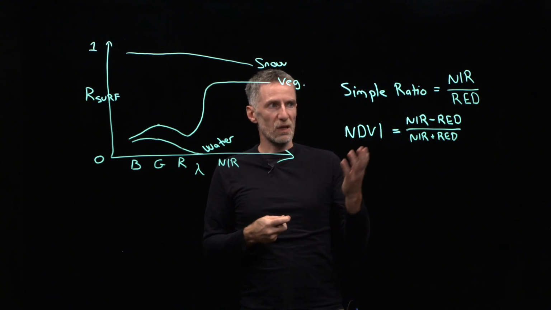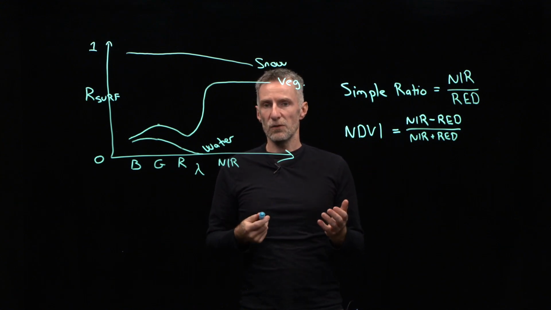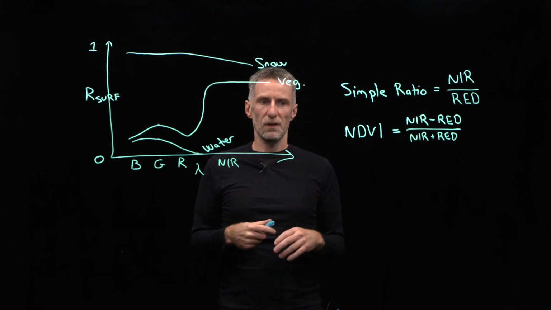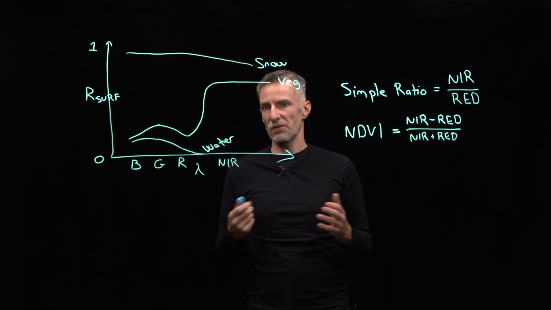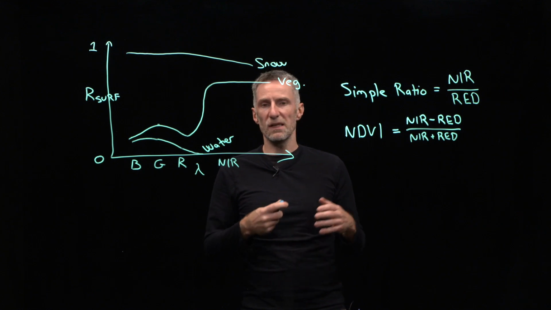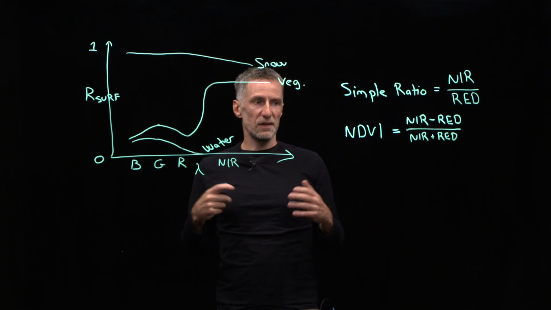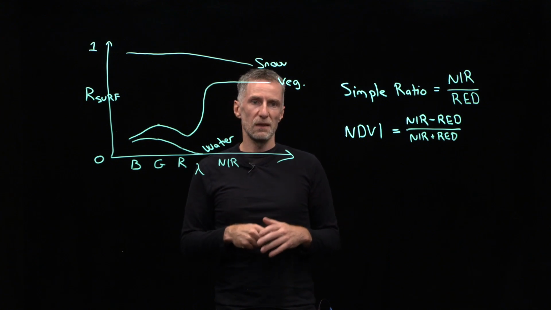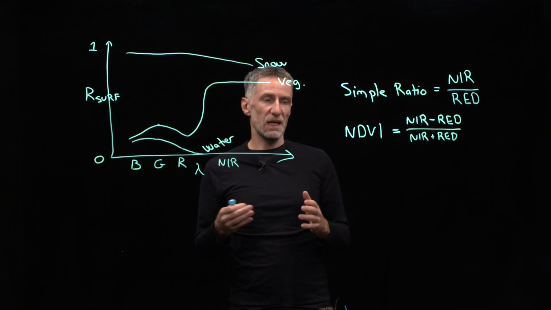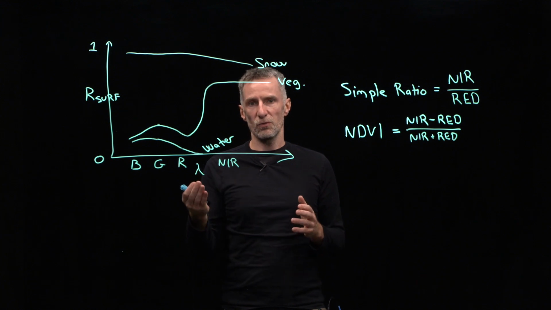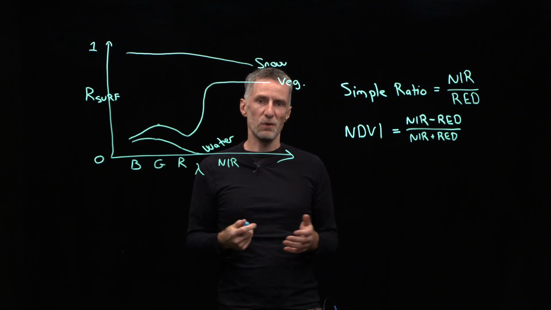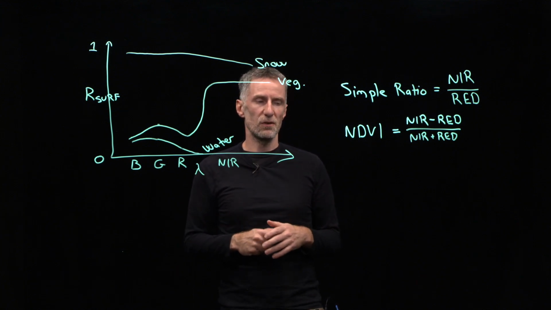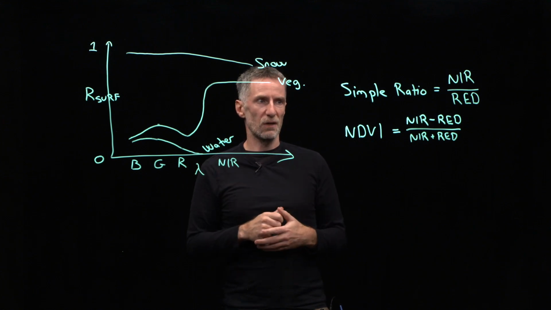So NDVI works in the same way as the simple ratio. You get high values whenever you have vegetation, and you have lower values whenever you get less vegetation. And that can mean less healthy vegetation, less dense vegetation, or unfortunately it can also mean vegetation mixed with other things that have very low NDVI values, such as water. So wetlands, for example, even if they have very dense and healthy vegetation, the water will tend to drag their NDVI values down.